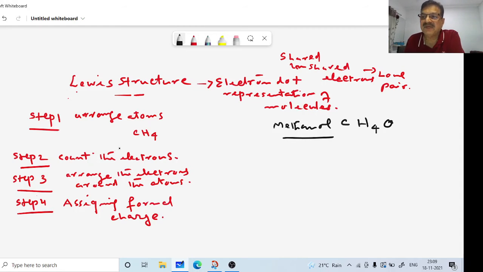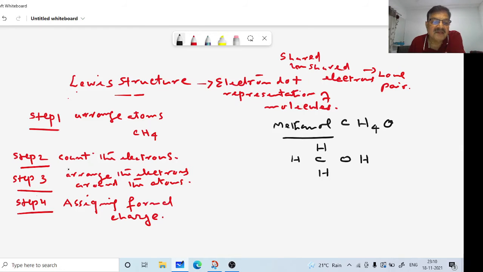Arranging the atoms, that is step 1. We will be arranging the atoms in this fashion: hydrogen, then carbon, hydrogen, OH. Like this, we are arranging the 4 atoms around carbon and 2 atoms around oxygen, because we know carbon can form 4 bonds and oxygen can form 2 bonds. So accordingly, these atoms have been arranged.